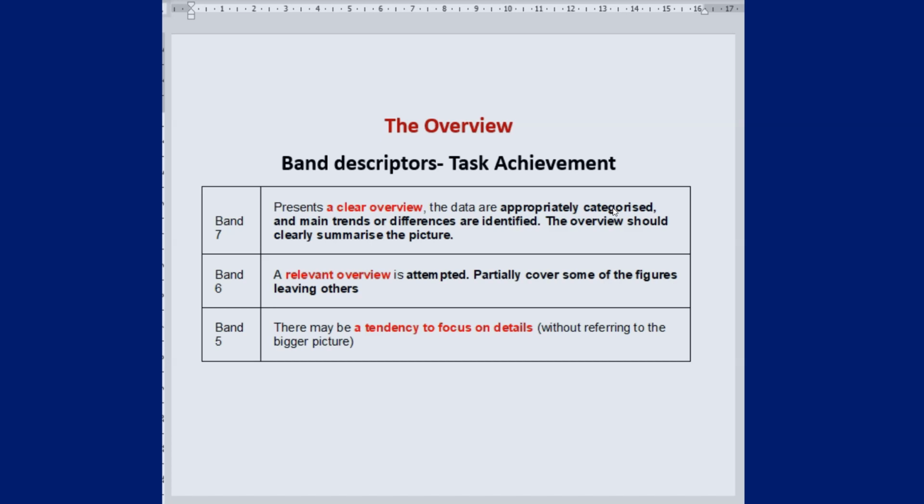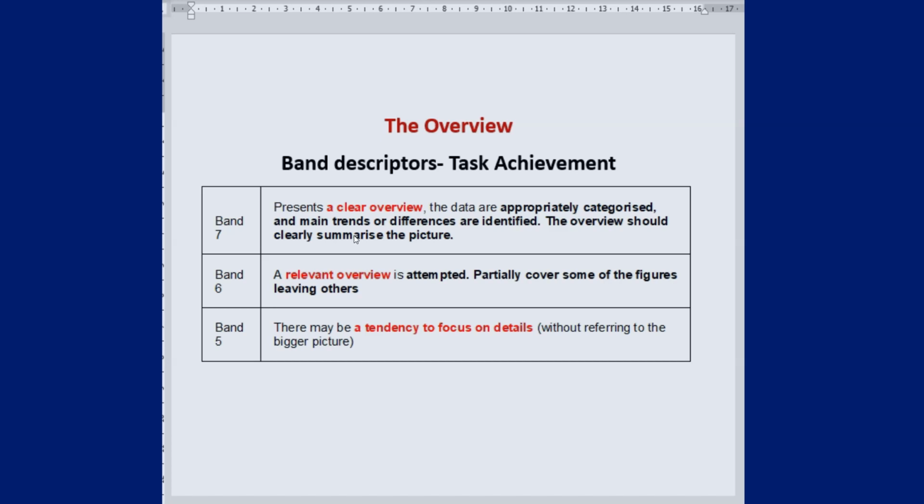Are there any main trends? Are there any differences? Have you been able to put all of them together? So the overview should clearly summarize the picture. Okay, so that's how a well-balanced Band 7 overview will look like. It should be able to clearly summarize the picture very well.